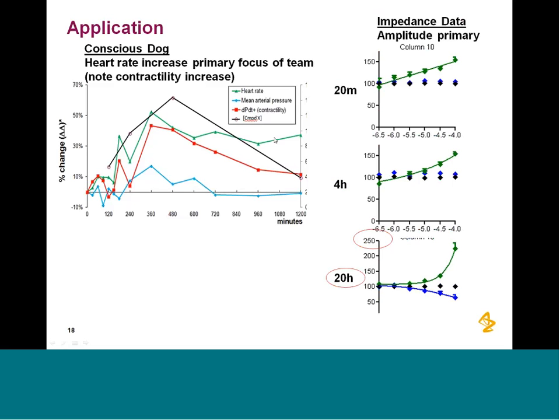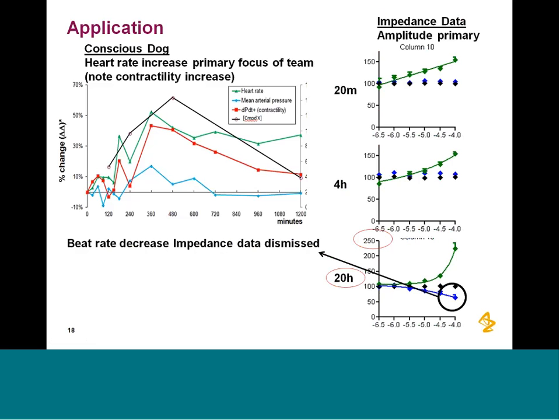And what I found, and I'll first interpret it through the project's perspective, and then I'll interpret it through my own. From a project's perspective, blue in my curves is rate, and it doesn't change at 20 minutes. Rate doesn't change at 4 hours. And rate actually, when you first see a change, it's going down at 20 hours. So rate going down led the project team to the following conclusion. Rate decreases, so the impedance data was dismissed.